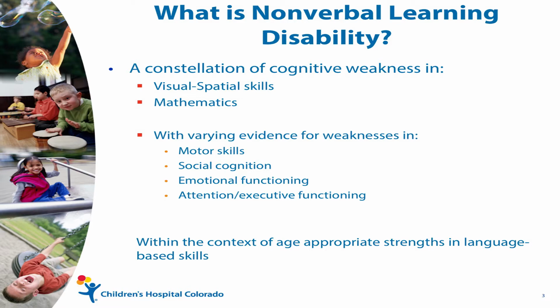There's been the most empirical evidence to suggest that those are the two longest standing or most well-supported areas of vulnerability. There's also some varying levels of evidence for weaknesses in motor skills, weaknesses in social cognition, emotional functioning, and attention and executive functioning. Again, this constellation of weaknesses is seen within the context of some notable strengths in language-based skills. So vocabulary development and language-based academics are things that these individuals tend to do quite well on.